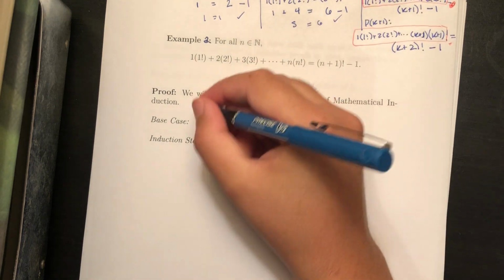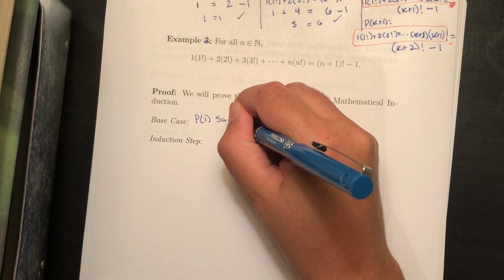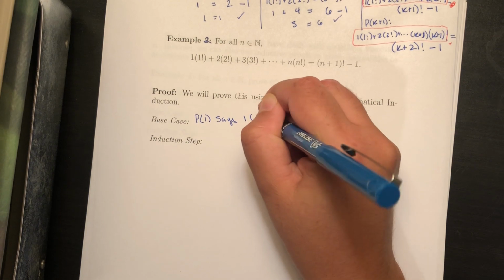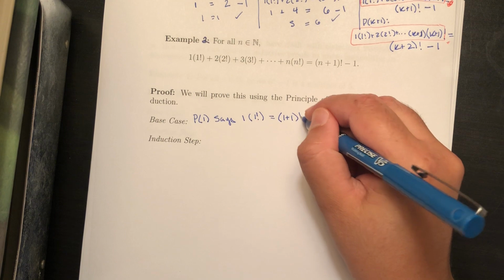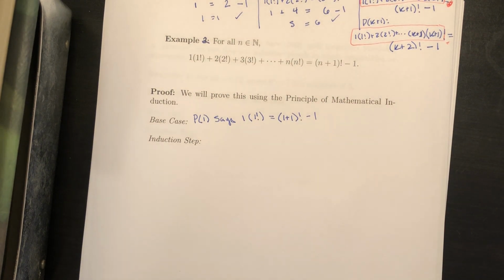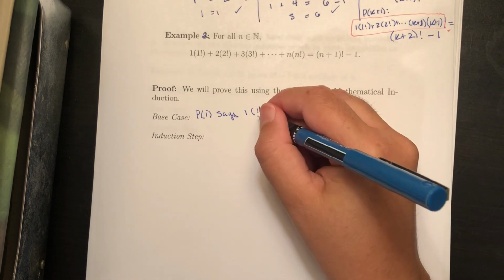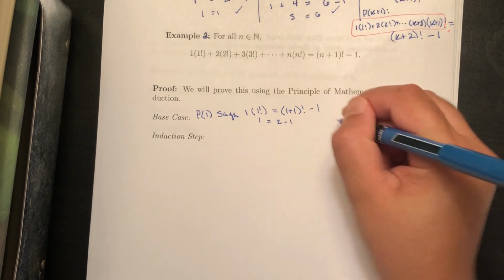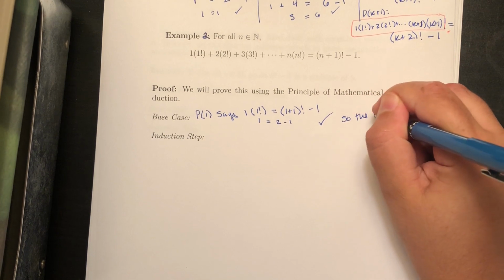So, base case, we must show P of 1 is correct. P of 1 says 1 times 1 factorial is equal to 1 plus 1 factorial minus 1. I'm just really recreating the work that I did up here already. So this is just 1 is equal to 2 minus 1, which is correct. So the base case is true.